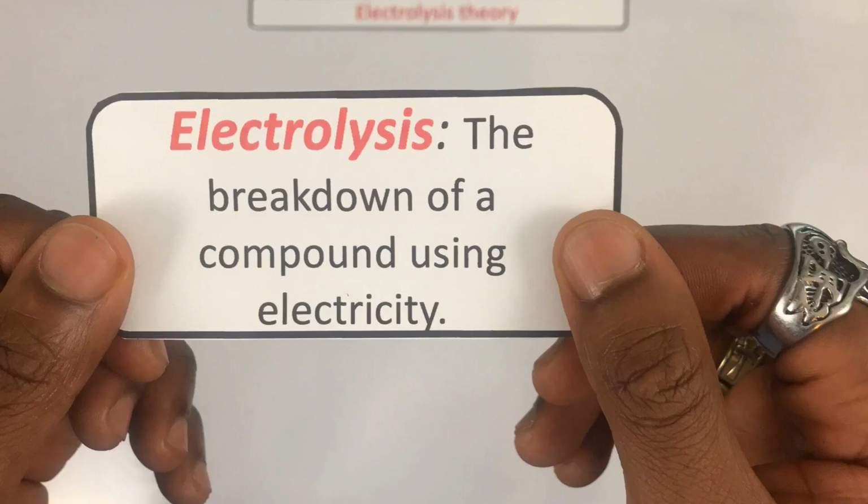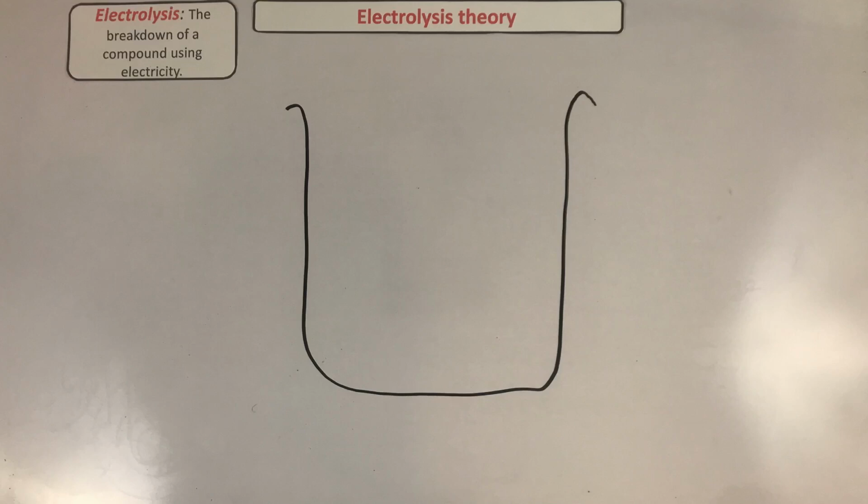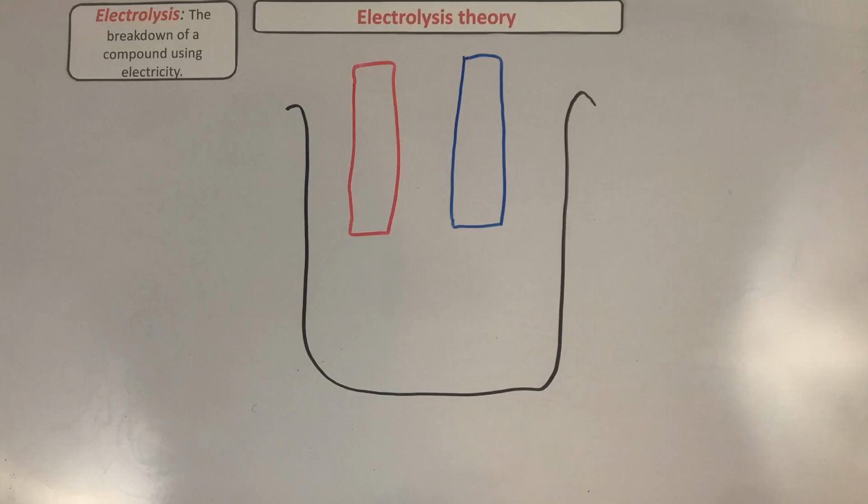Okay, now you're ready to fully dive into electrolysis. It literally means breaking down a compound using electricity. To perform electrolysis, you need a way to direct your current into your substance. We use electrodes, which are just made from graphite. One is positive and one is negative, depending on where we connect it on our power pack.